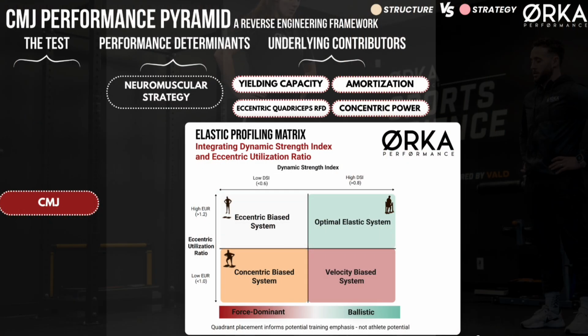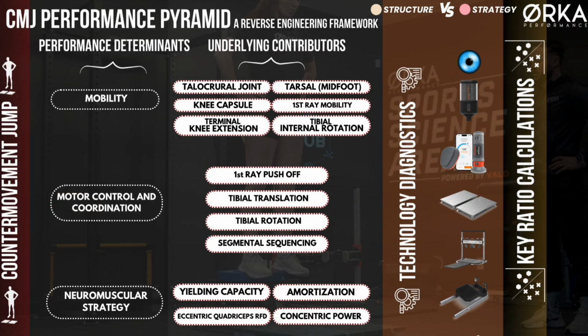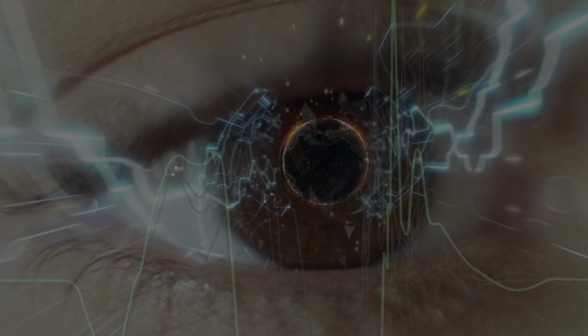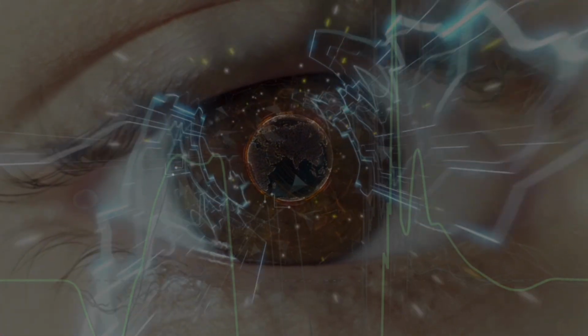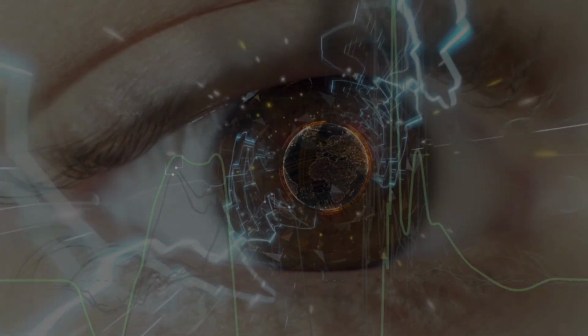So in essence, at a high level, this is the reverse engineering pyramid. Okay, so we have obviously our test, our performance determinants, our underlying contributors, and then we're going to have our technology diagnostics that are going to help tease out whether or not these things are at play, and our ratios if we want to pull on them to help kind of influence training emphasis. But there's a massive thing that's missing there, and that's waveform analysis. Because at the end of the day, it's the waveform that's going to tell us where to look, right?